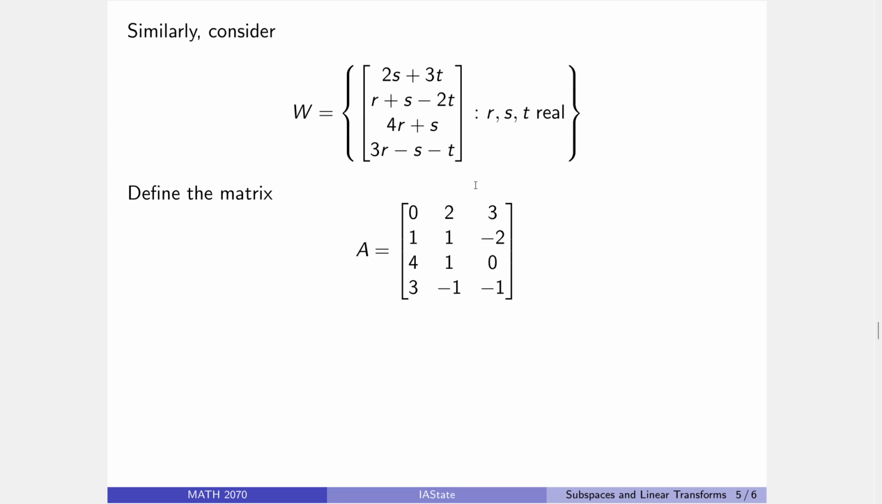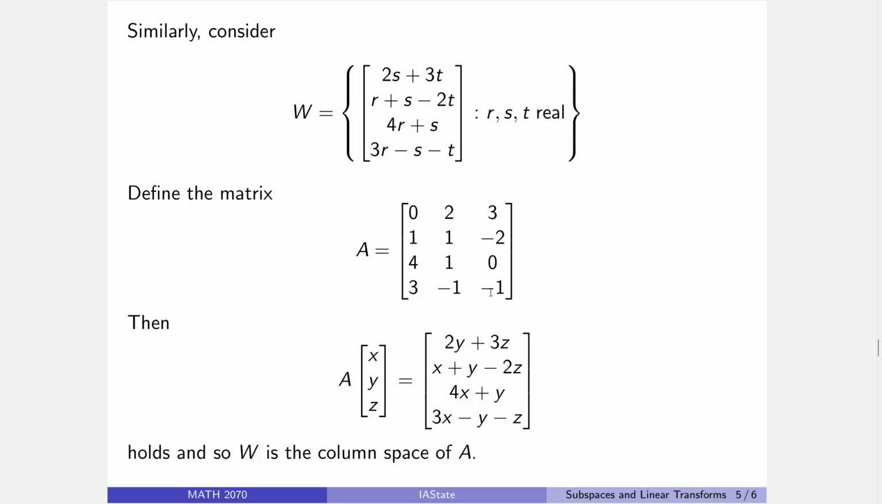Pretty similar to what we did last time. Set up an appropriately defined matrix with the scalars in the correct spot. I don't see an r, I see an s, I see 2s, I see 3t. There's the first row. 1r, 1s, negative 2t. 4r, 1s, no t. 4r, minus s, minus t. And indeed, if you multiply A by an element of R3, you'll get precisely the equations you see here.